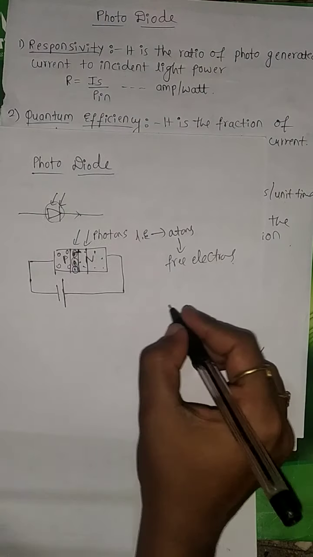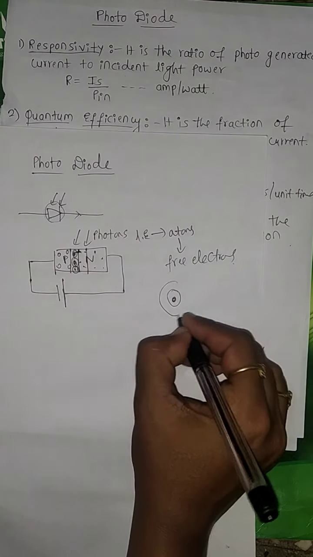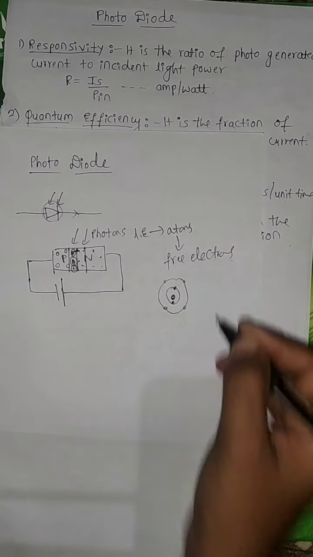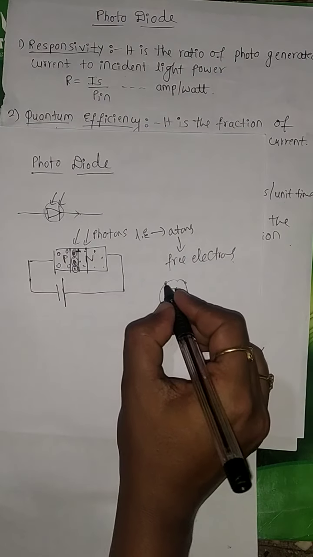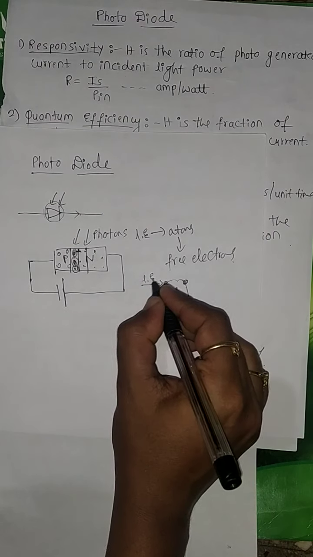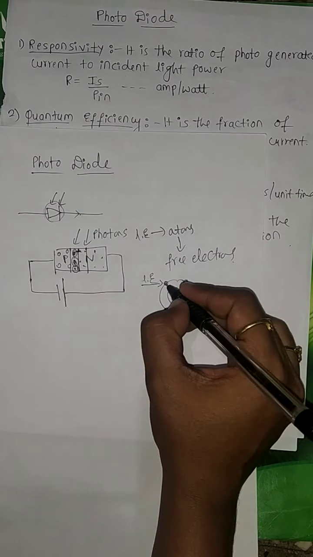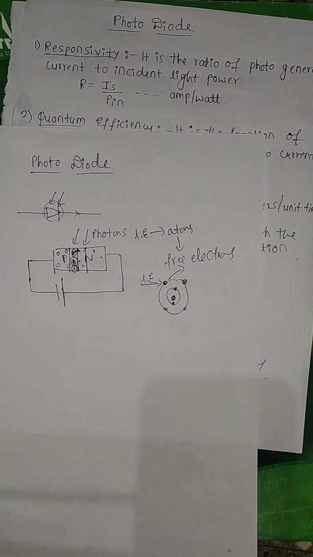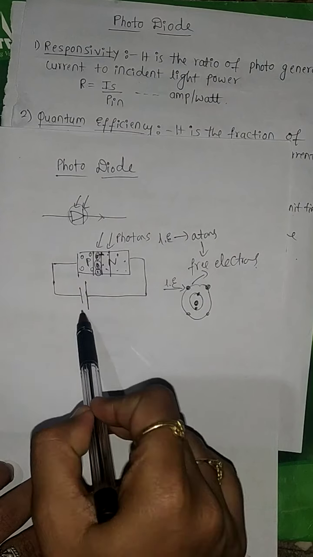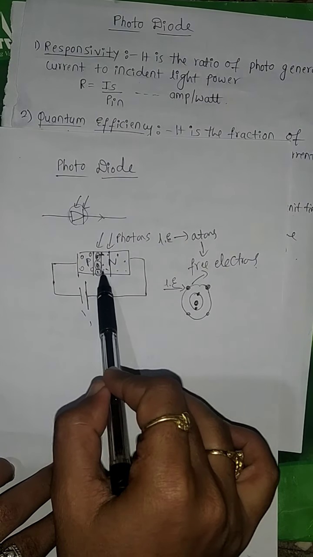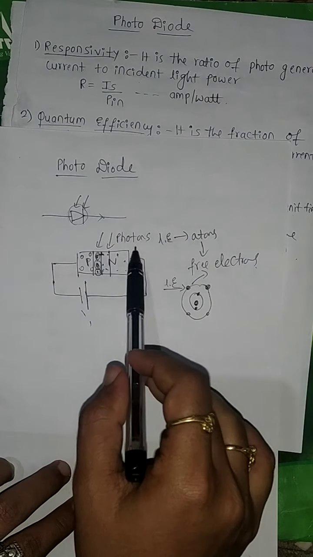To understand, suppose this is the atom. Here the protons will be there, and the electrons will be revolving in different orbits. If you supply energy to this electron in the form of light energy, which contains photons, this electron becomes free. This we call a free electron. Like this, in reverse biased mode, the junction generates more free electrons.